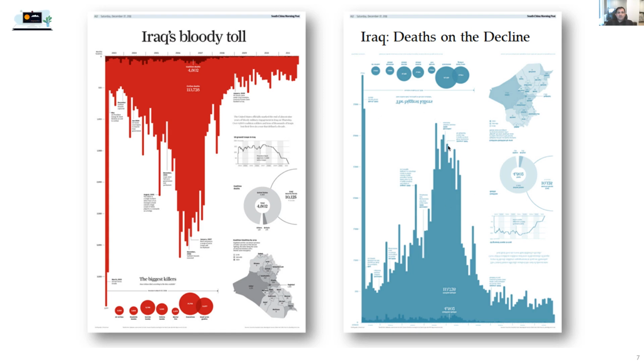Here, without fundamentally changing the chart, we can convey a completely different message. We change the title from Bloody Toll to Death on the Decline. And we changed the red color to the blue color, and we flipped the bars. This way, we remove the evocation of blood. So now the message is that the situation in Iraq is improving. What we did was we flipped the bars, changed the title, and more importantly, we changed the color from red to blue, and that totally changed the message.